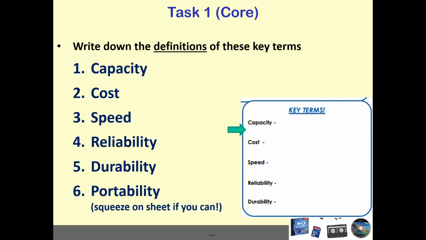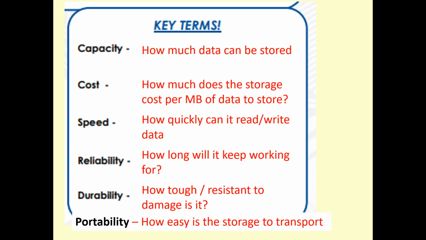Okay. Hopefully you've paused. Let's check to see if you've got them. Key terms. Capacity: how much data can be stored. Cost: how much does it cost per megabyte of storage. Speed: how quickly can it read and write data. Reliability: how long will it keep working for. Durability: how tough or resistant to damage is it. And portability, hopefully you squeezed it on the bottom: how easy is the storage to transport. Now we know those key terms. Check and improve with your purple pen. Let's put them to use.